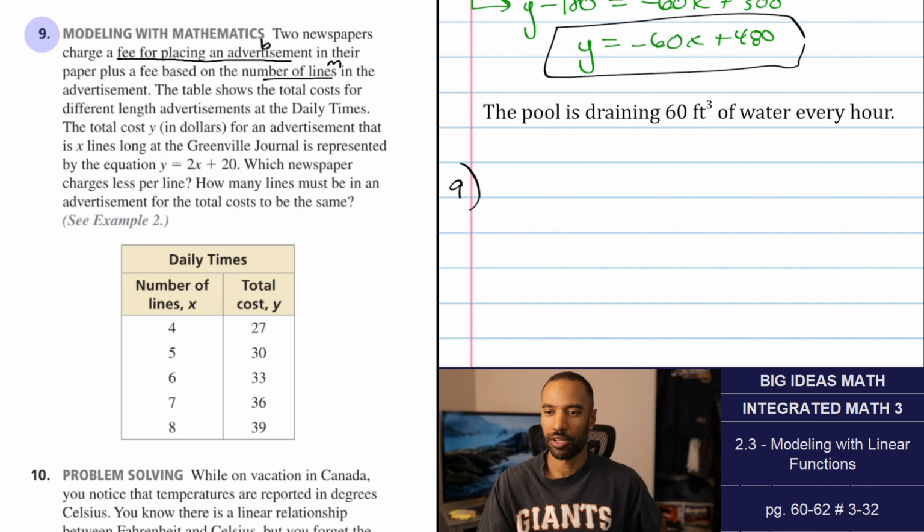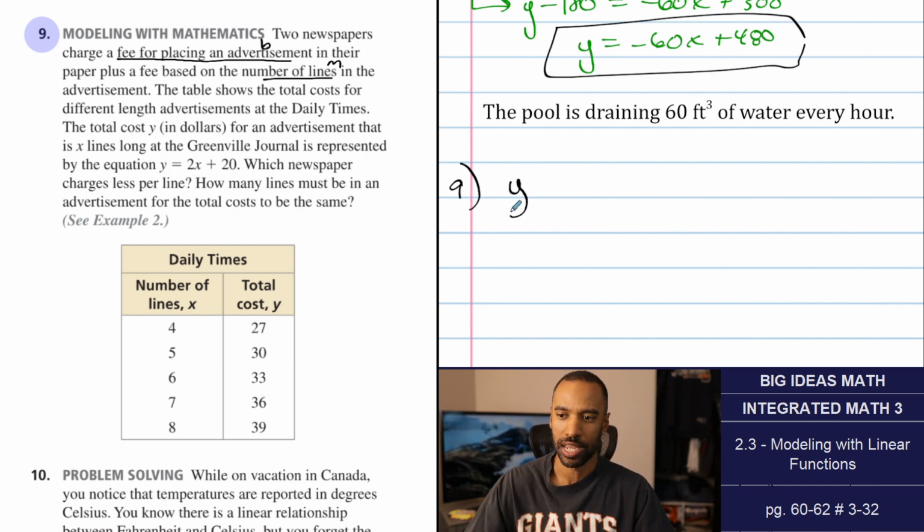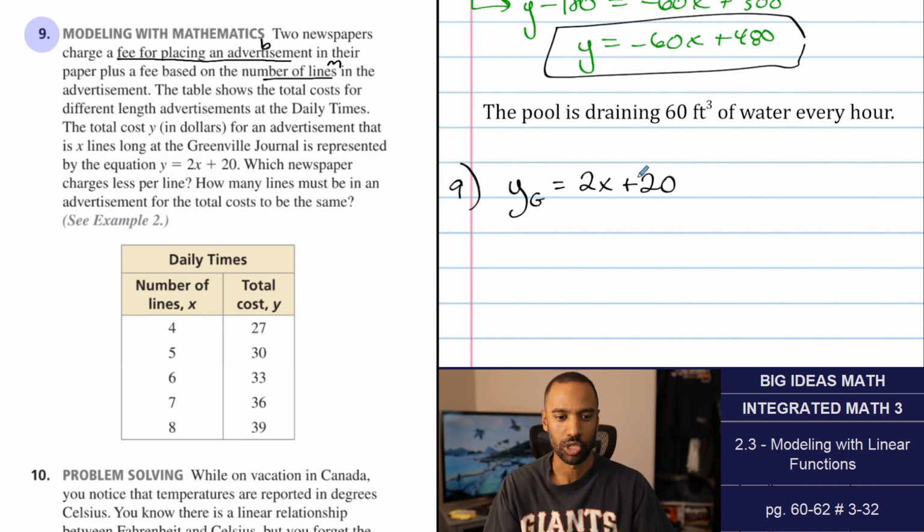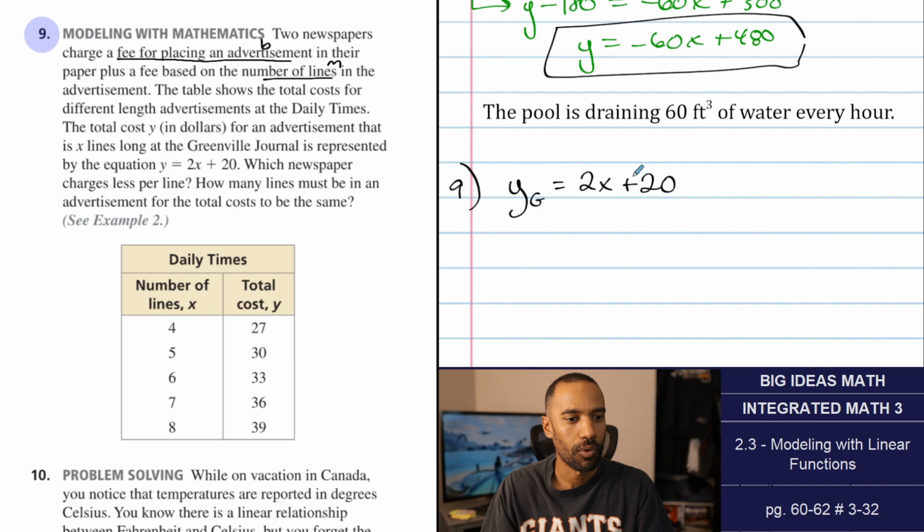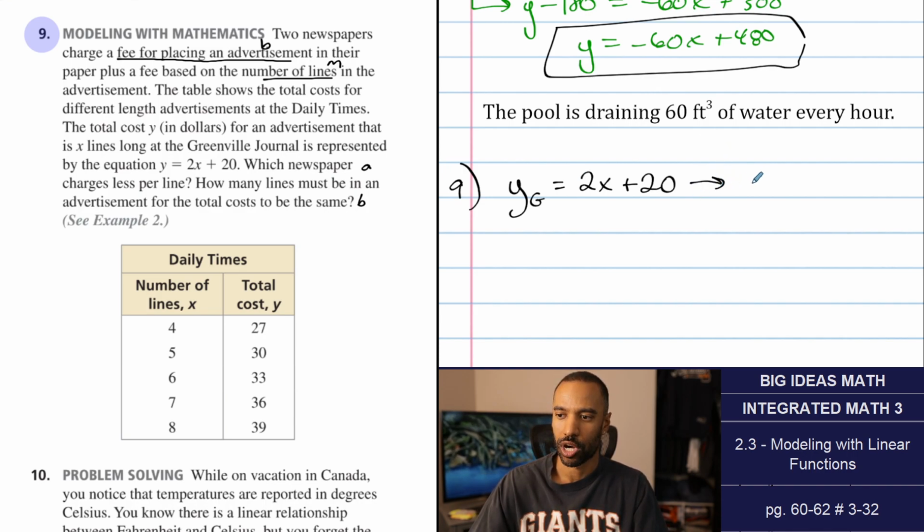So for Greenville, I'll call that y sub g, and that's going to be 2x plus 20. We don't generally have to do the y sub g kind of stuff, but I'm going to do it at least to start with here. Which newspaper charges less per line? That's kind of a part A. How many lines must be in an advertisement for total cost to be the same? That's a part B. So which charges less per line? This slope means that Greenville charges $2 per line. How much does the other charge per line? We have to find the slope based on the table.